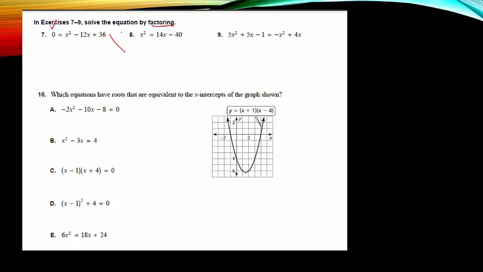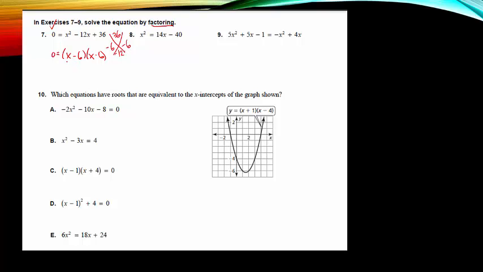Because a is 1 in this trinomial, I can go ahead and use the 36 and the negative 12 in the problem, and my magic numbers will be negative 6, negative 6. So I would set up my parentheses with x minus 6, x minus 6, and bring down the equals 0, because you don't want to forget that your task is not to factor, it's to solve. You're just getting there by factoring.